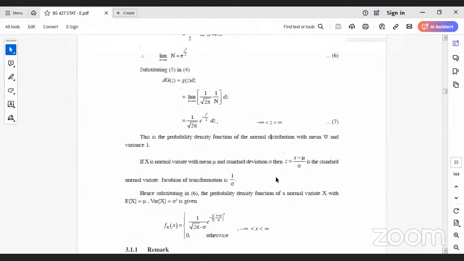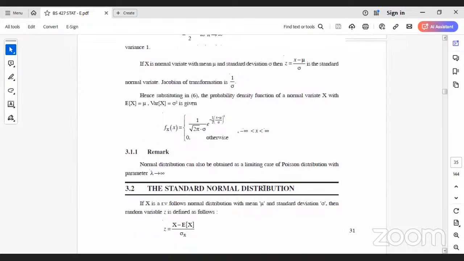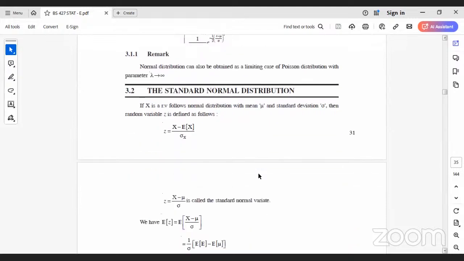If x is a normal variate with mean mu and standard deviation sigma, then z is equal to x minus mu by sigma is the standard normal variate. The Jacobian of the transformation is 1 by sigma. E of x is equal to mu, variance of x is equal to sigma square. So the density is 1 by sigma root 2 pi e power minus 1 by 2 x minus mu by sigma whole square, minus infinity less than x less than infinity. The normal distribution can also be obtained as a limiting case of the Poisson distribution with parameter lambda tending to infinity.